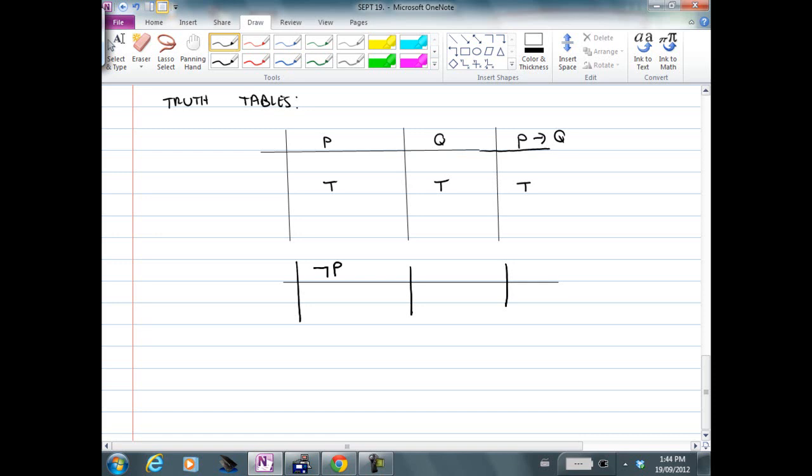This little symbol right here, I want you to highlight it, circle or whatever. This is called not P, or you negate P. So this means not Q. Exact same concept. This is now the inverse. If not P, then not Q.